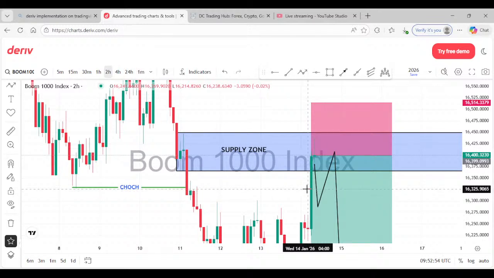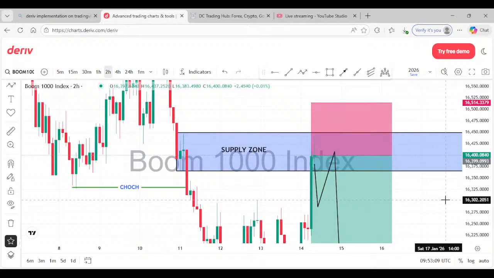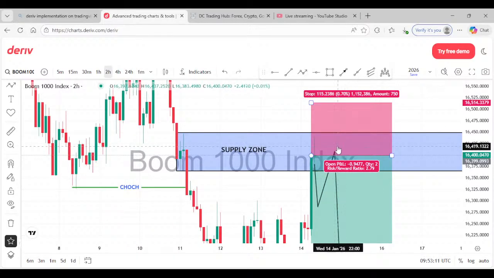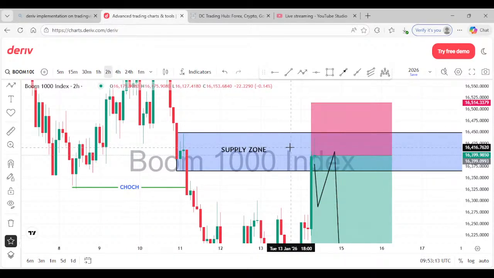Crash 900, what's happening? Crash 900. Let's hold on to a boom. That's Crash 900.